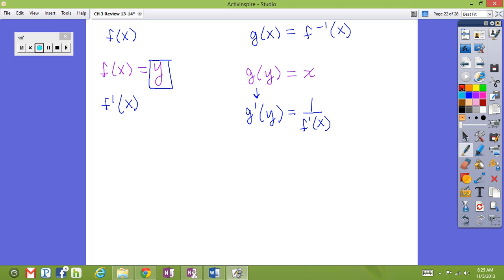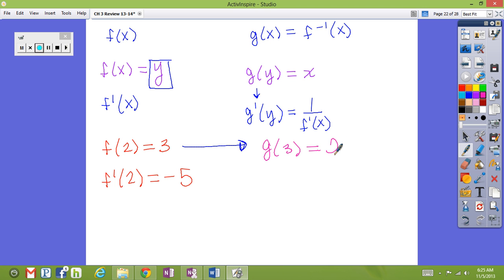So if I use points, let's say I tell you that f of 2 is equal to 3, and I tell you that f prime of 2 is equal to negative 5. Then if I know that there's an inverse function, then I also know that g of 3 is equal to 2, because the x and y values switch. Then I also know that g prime of 3 is equal to 1 over f prime of 2, which happens to be 1 over negative 5. So they're not opposite reciprocals like perpendiculars, they are just reciprocals of each other.